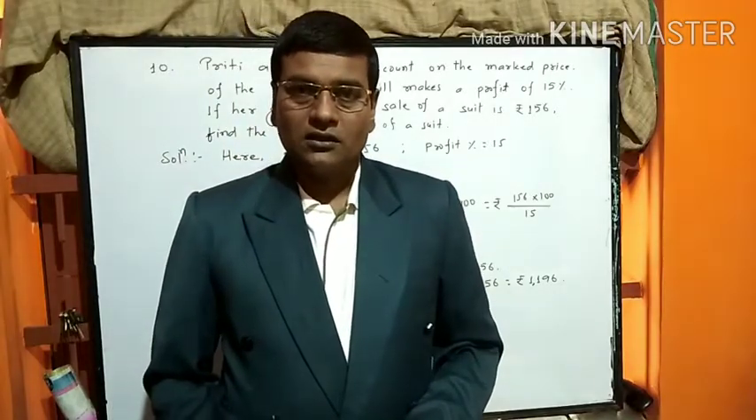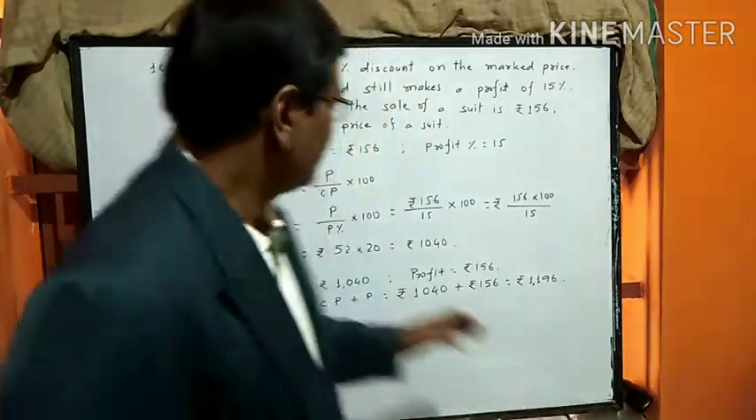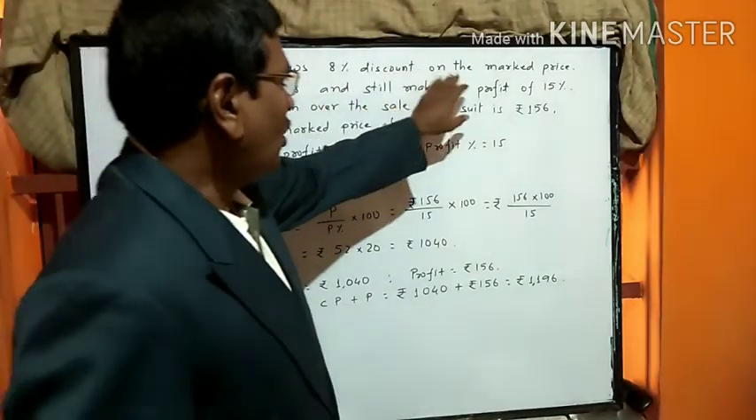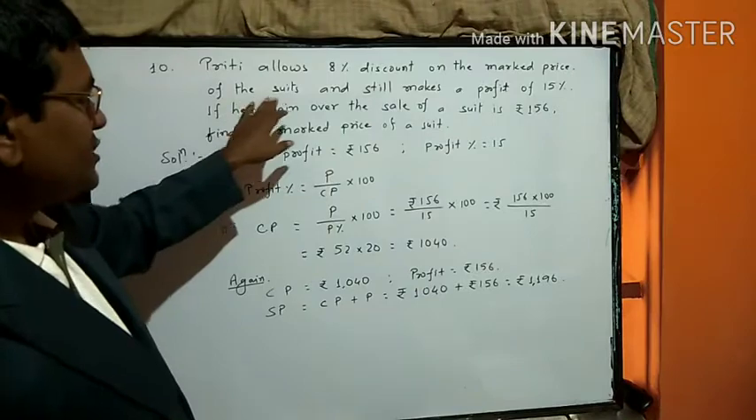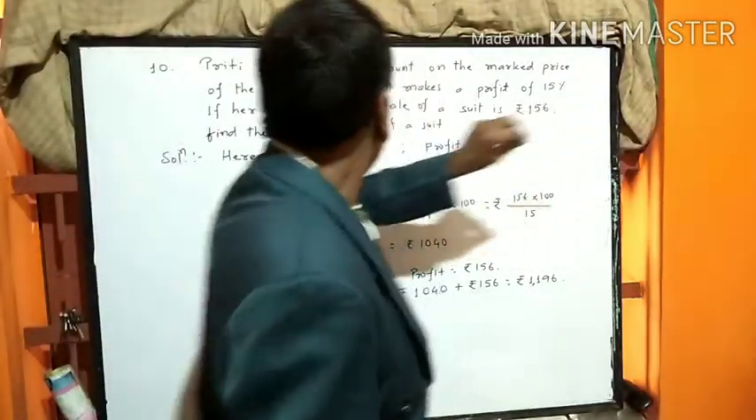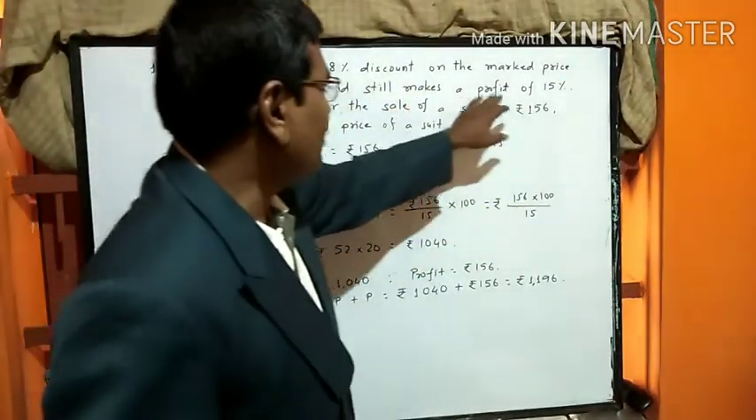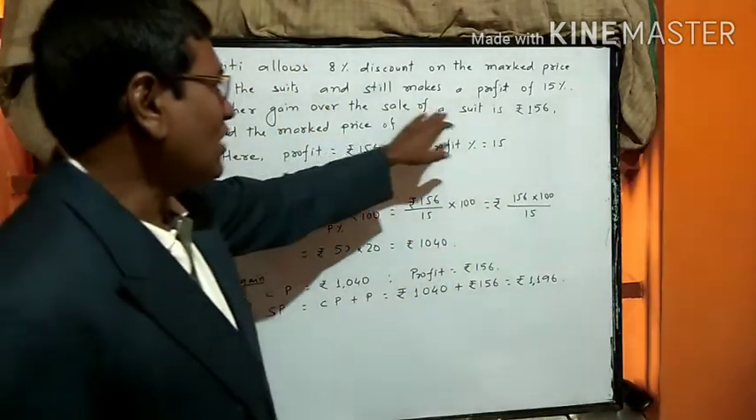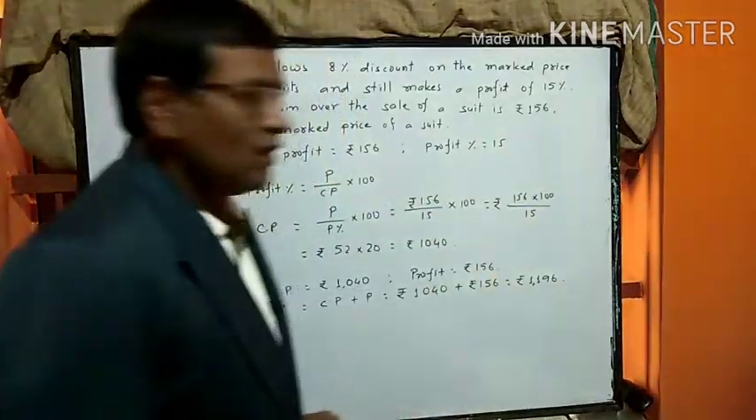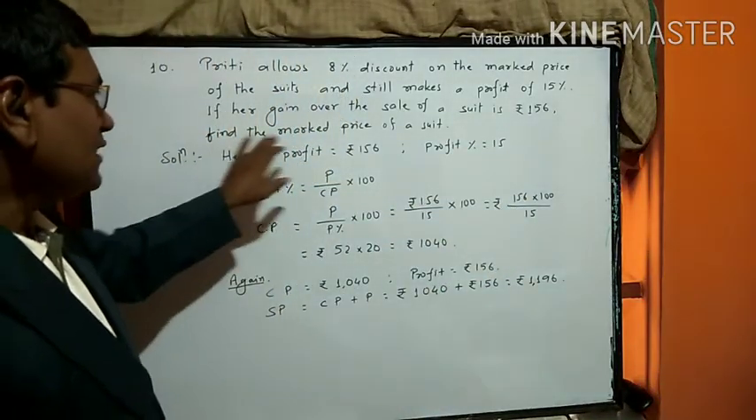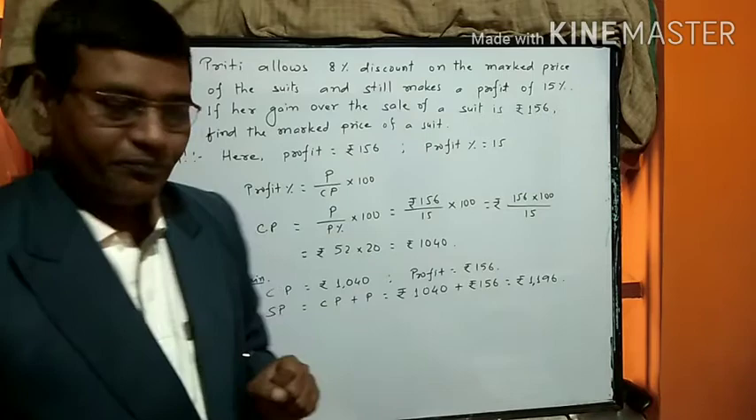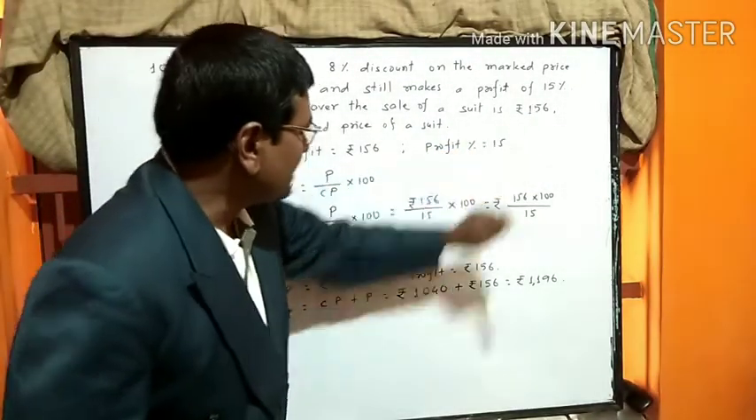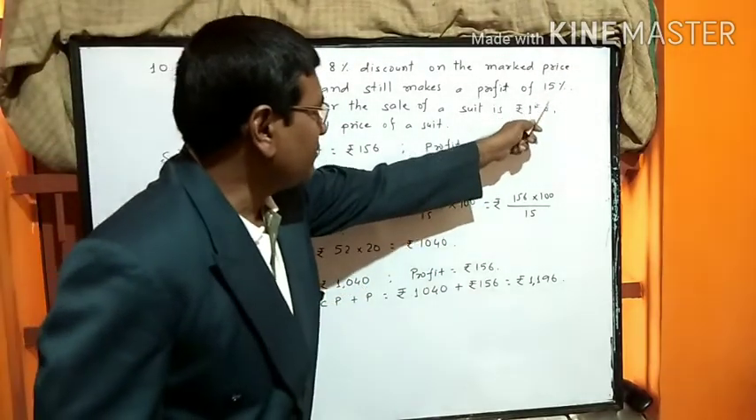Now last question, question number 10. Preeti allows 8% discount on the marked price of the suit and still makes a profit of 15%. If her gain over the sale of a suit is rupees 156, find the marked price of a suit. So here profit equal rupees 156, profit percent is 15.